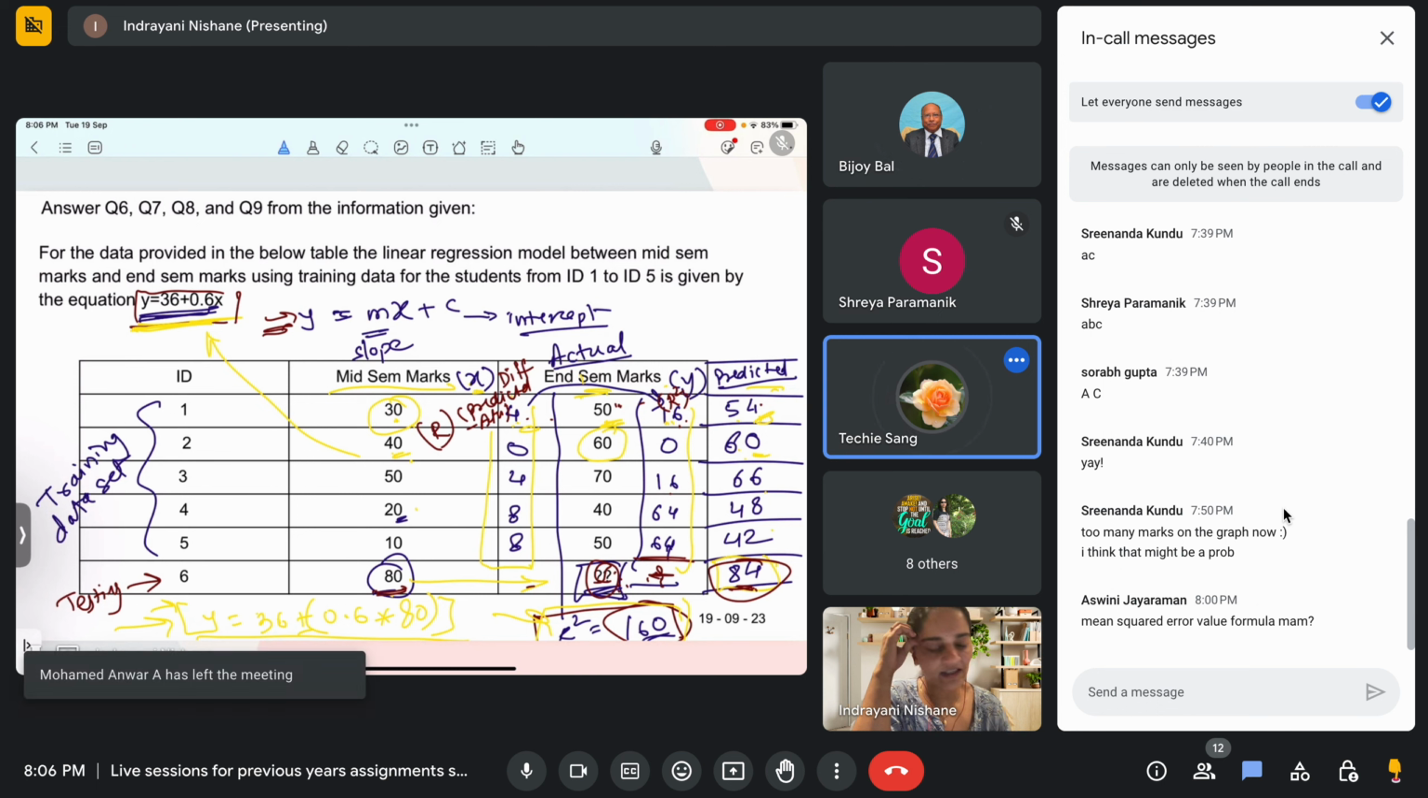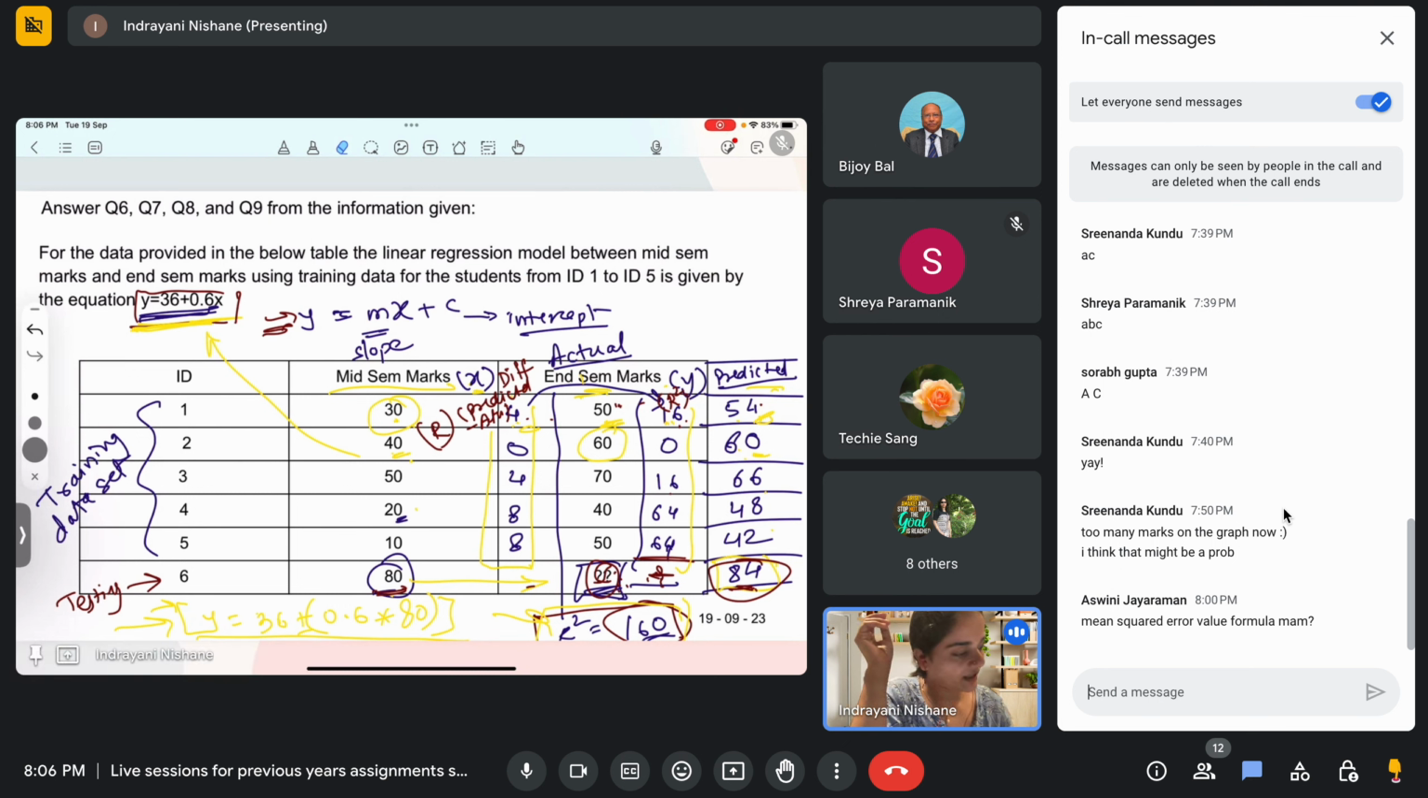That is not 16, that is the squared value. This y is the endsem marks I have written. Endsem marks is our y variable. Here I have written in red; let me correct it. This is the actual or y, and this is the squared error. This is the difference. And this is the squared error.